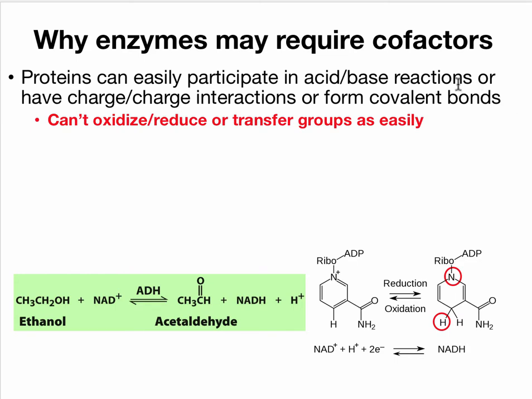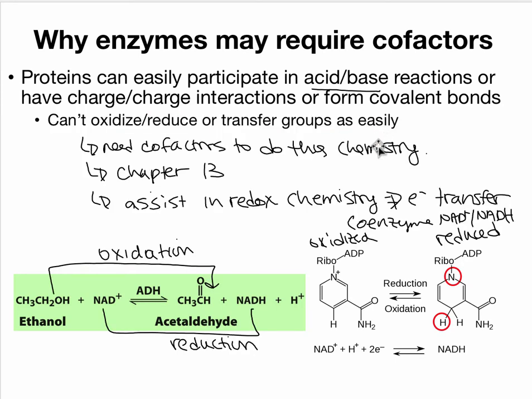The pKa can affect whether an amino acid is an acid or a base, or whether it's protonated or deprotonated, and can have charge-charge interactions. Or in the case of a disulfide bond, distance can determine whether a disulfide bond will be present and form a covalent bond or not. But if we're doing electron transfer reactions or the transfer of a functional group like a phosphate group, we need to have cofactors present in order for this reaction to occur. Okay? Again, we're going to talk about this in chapter 13, particularly in assisting in redox chemistry or the electron transfer.